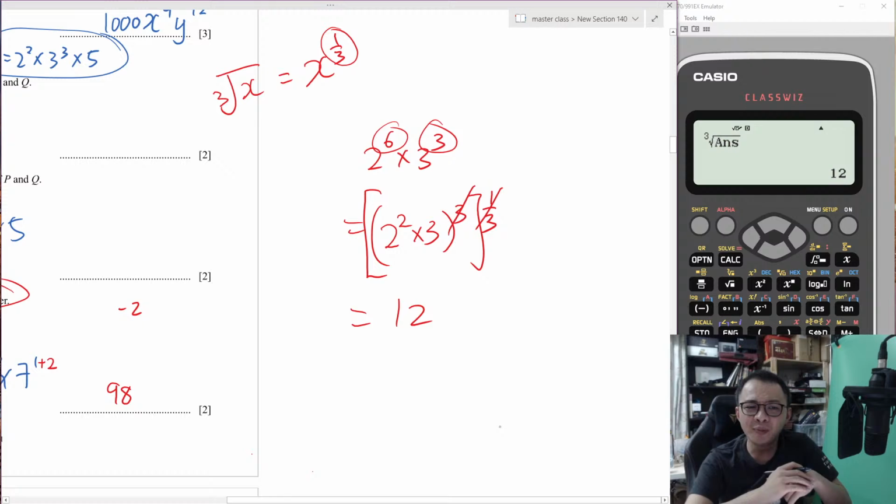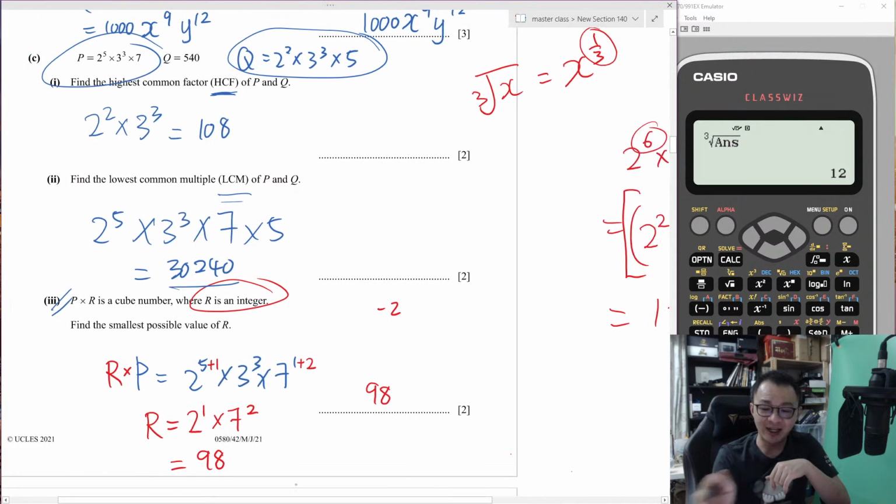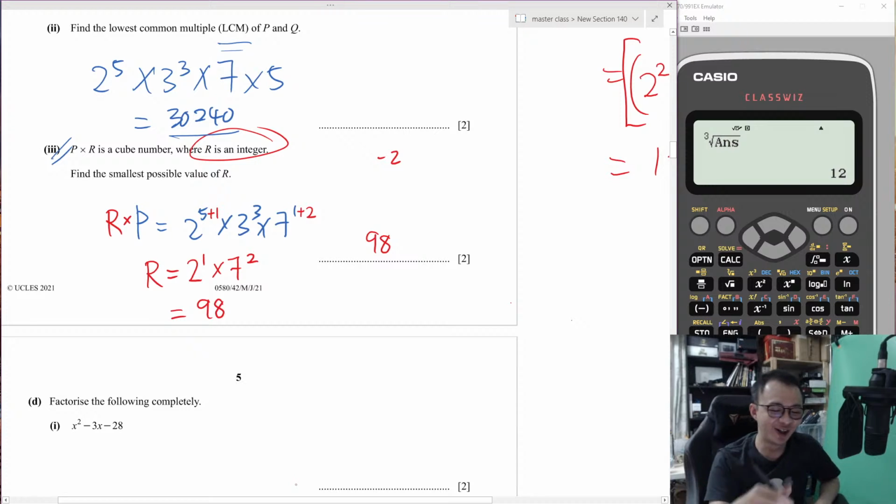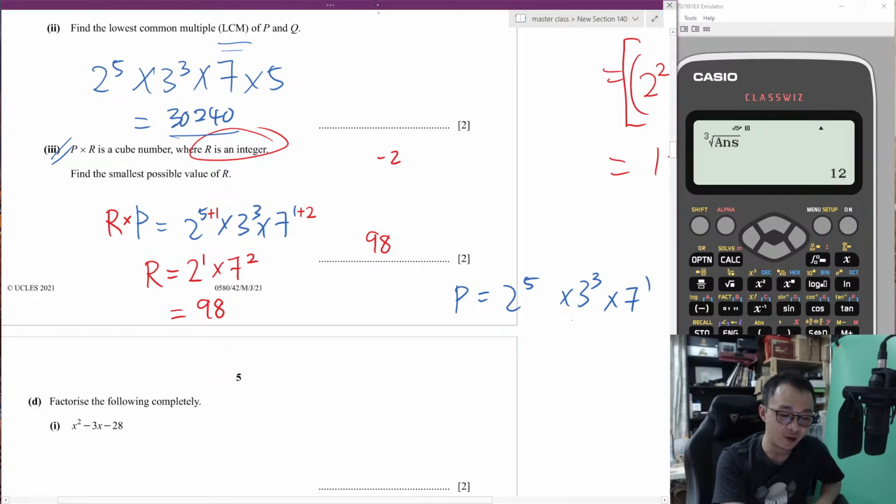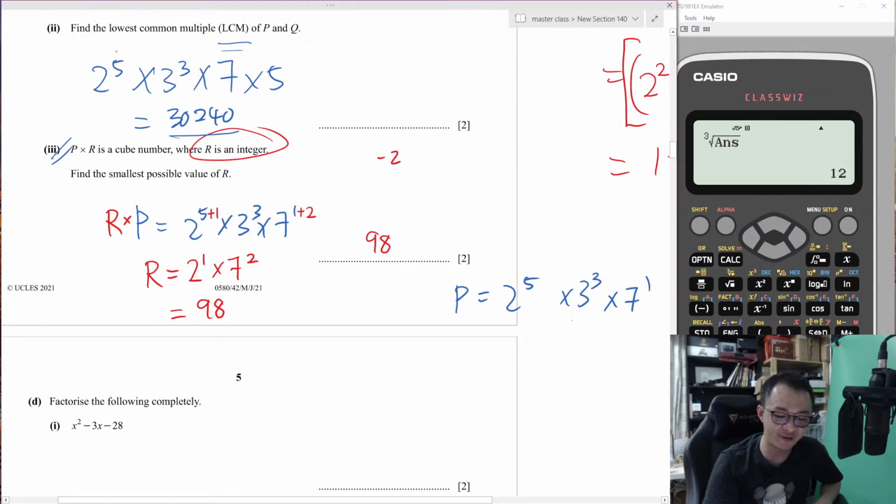Can you minus the 2 power of 5 to get 2 power of 3 instead of plus? No, you can't. Like I said just now, a lot of students try to use the minus method. Okay, let's try it out, see what happens. P is 2 power of 5, 3 power of 3, 7 power of 1. Alright, then I will do whatever the students say. I want to minus 2 here. I want to plus 2 here.